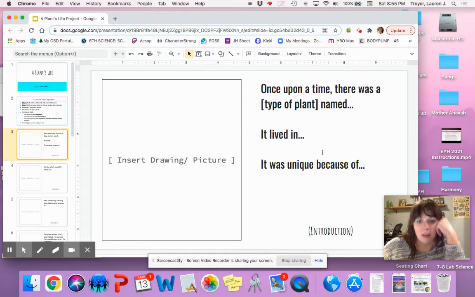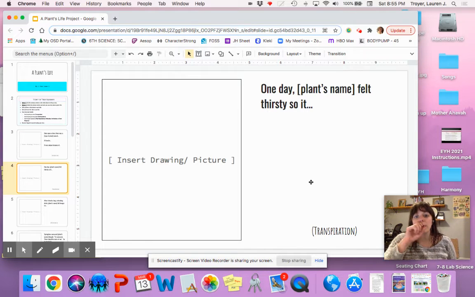So where does it live? What's something that was unique about it? And you can feel free to be creative here. So for example, in my story, it's about a cactus named Lettuce. And it lives in the desert. It's a saguaro cactus. It's one of those big cacti, which I'm a big fan of because they're pollinated by a ton of different animals, including bats. And I think that's pretty cool. So you'll have the drawing, picture, and information about your plant.